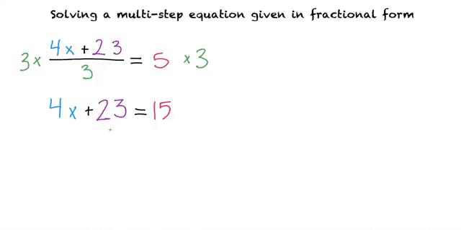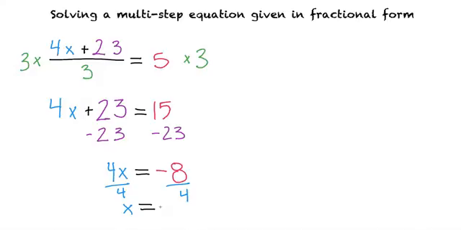First, we'll subtract 23 from both sides, and on the left side, this plus 23 and this minus 23 will cancel out, making our equation look like this. And finally, to get x by itself, we can divide both sides by 4. When we do this, we find that x equals -2, and so that is our answer.